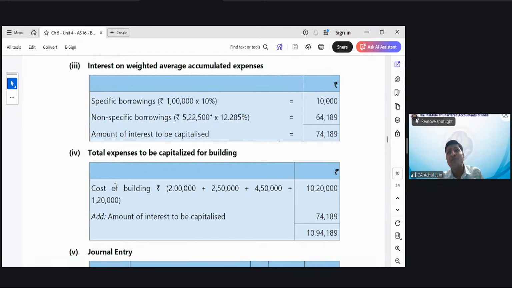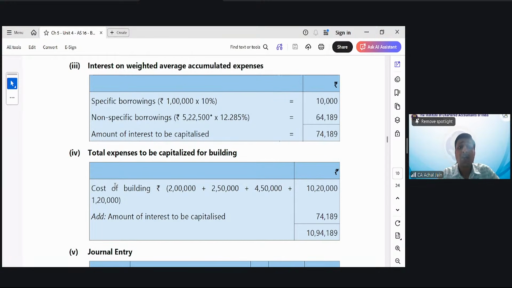So now out of 6,22,500, 1 lakh will come from the specific borrowing, because that is going to be the first preference. So every time you have a specific borrowing, you will use that. On which rate of interest is given to us? 10%. So the interest amount comes out to 10,000.